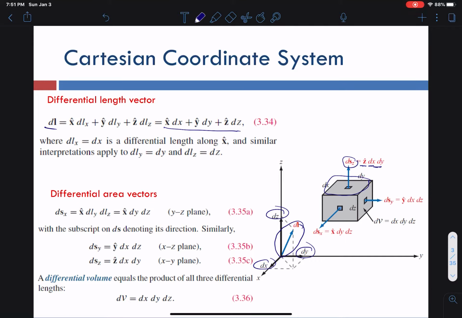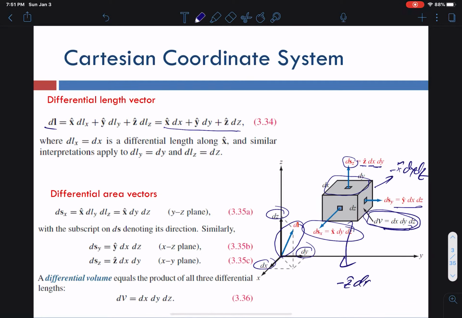And same thing over here on this side. This is the area, and this is the volume, actually. You can multiply all of them. If you try to find the one on the other side over here, it will be basically negative x hat dy dz, right? And if we try to find the one down here, it would be negative y hat dx dy, right? So we call them differential area vectors.